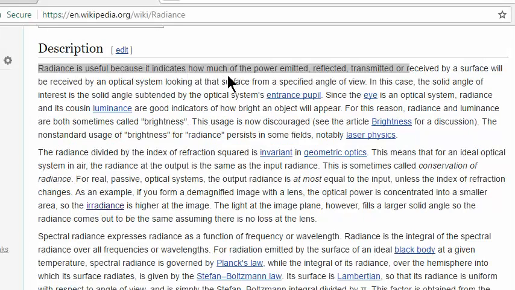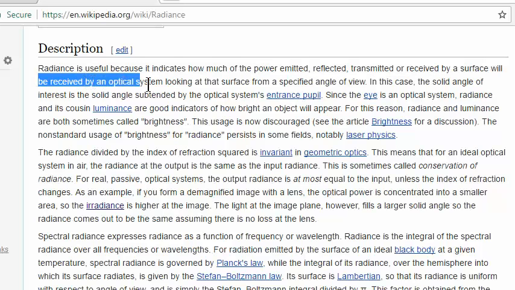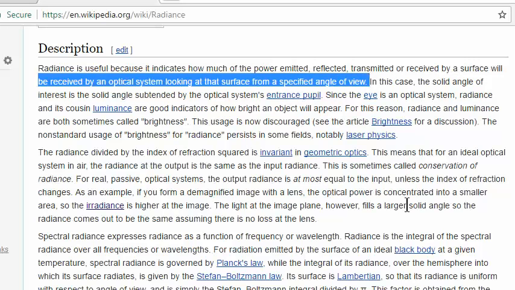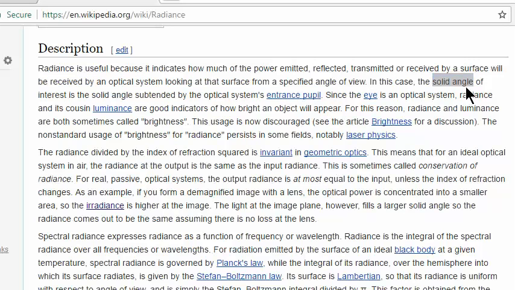Radiance is useful because it indicates how much of the power emitted, reflected, or transmitted or received by a surface will be received by an optical system looking at that surface from a specified angle of view. The solid angle, which is measured in steradians, a square radian, the solid angle of interest is the solid angle subtended by the optical system's entrance pupil. For instance, the eye is an optical system.